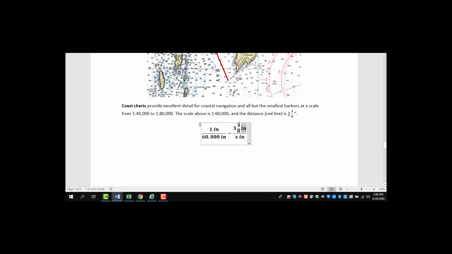If I would have had 3 3/8 feet here, that red line, I would have made this 1 foot to 60,000 feet equals 3 3/8 feet to X feet. But I don't. I'm stuck with what I have. So now I'm going to cross multiply and divide, and you should be able to do that. I'm getting 202,500 inches. But it wants to know that.